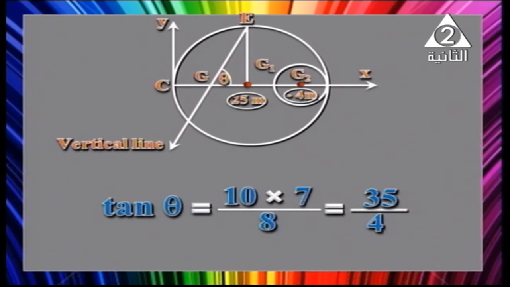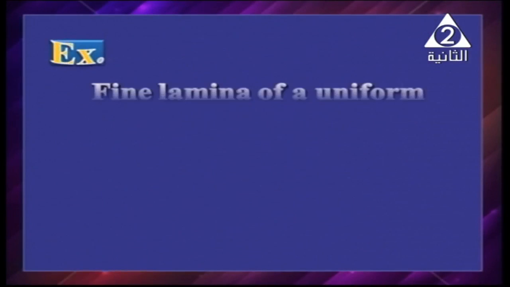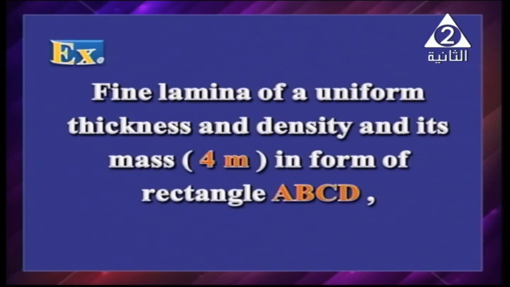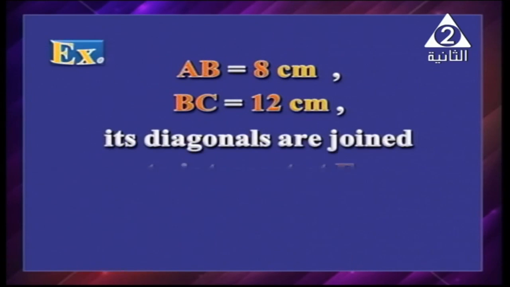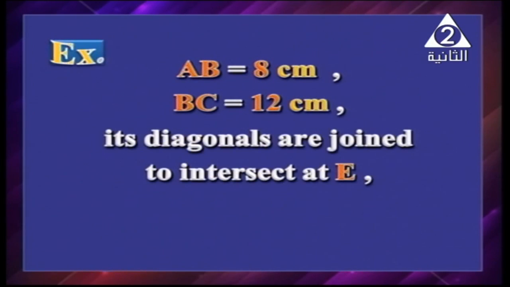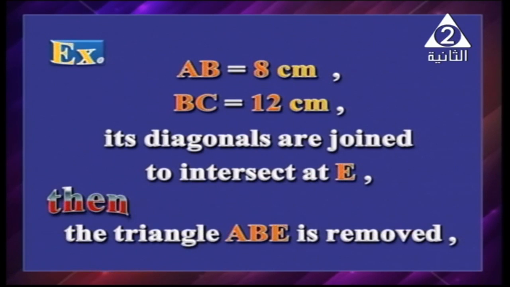Now, my dear student, let us move to another example. Find a lamina of uniform thickness and density and its mass 4m in the form of rectangle ABCD. AB is 8, BC is 12. Its diagonals are joined and intersect at point E. Then triangle ABE is removed.